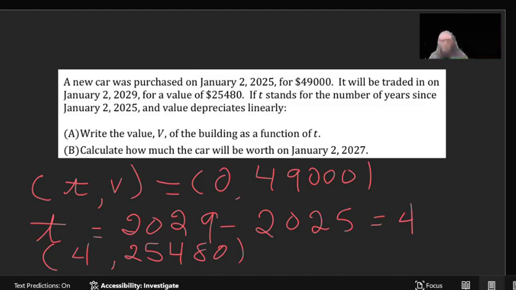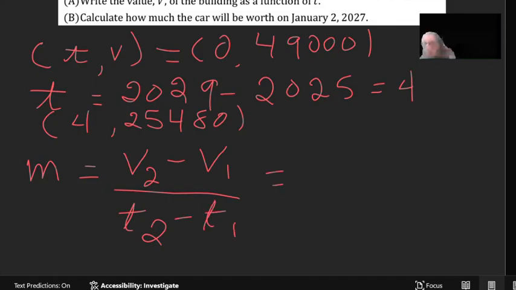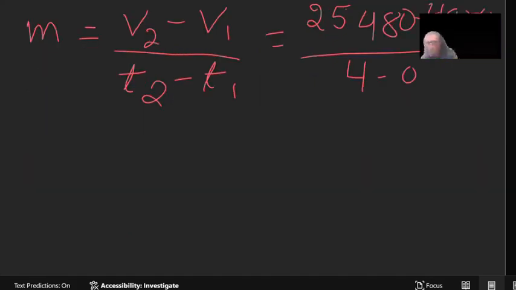We're going to first find out what the slope of that line is. Instead of y and x, we have values in place of y values, value of the car, and we have times instead of x's. So we have the $25,480 minus the 49,000 over 4 minus 0, showing the subtraction on each.